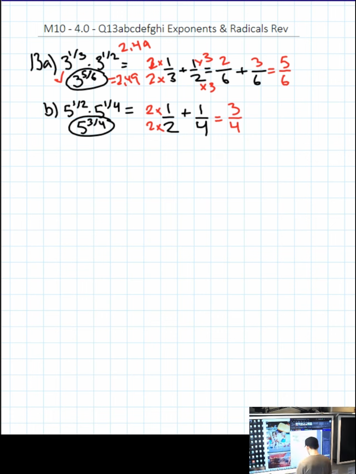On the next question, 5 to the exponent 1 over 2 times 5 to the exponent 1 over 4 equals. So that answer is 3.43. And if we do 5 to the exponent 3 over 4, we're also going to get 3.43, which means that we are correct. Always checking your answer when you can. Reminds you that you did the correct fraction operations, that you added the exponents correctly, etc.